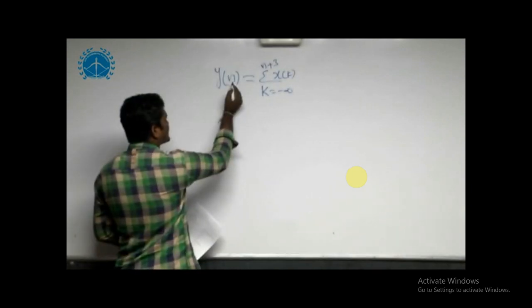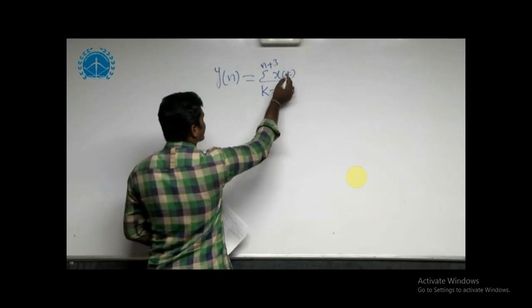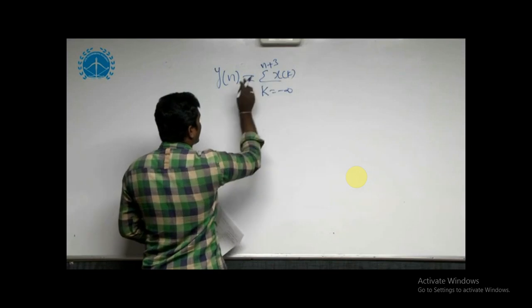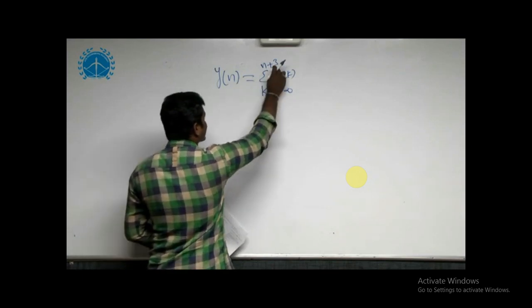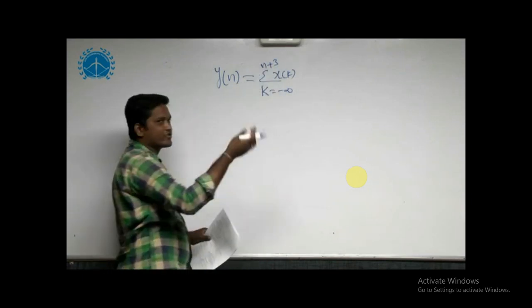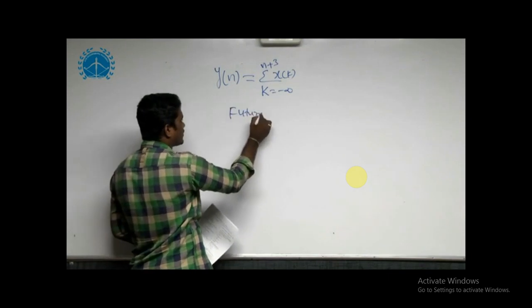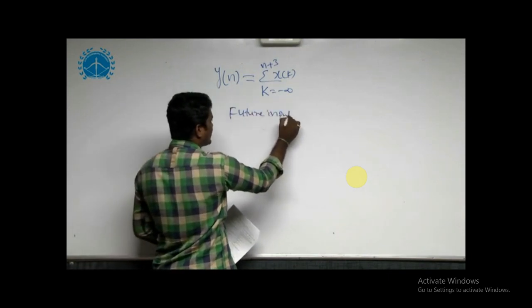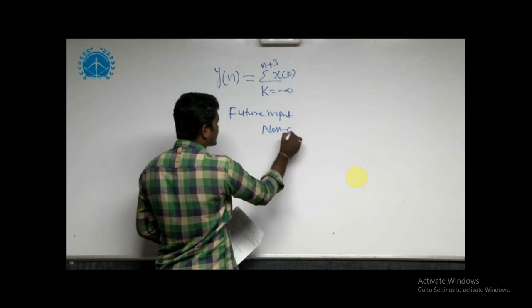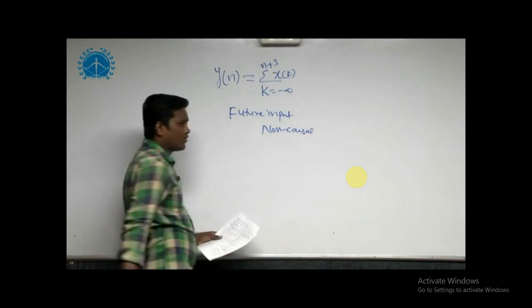Once you observe here, y[n] depends upon x[k], where k's limits are minus infinity to n+3. So n+3 is a future value. The present output is depending on a future input. So it is a non-causal system.